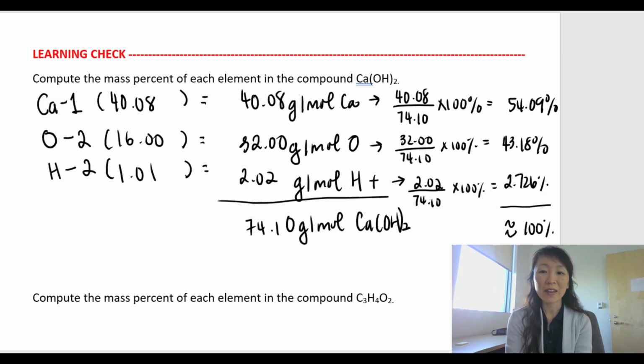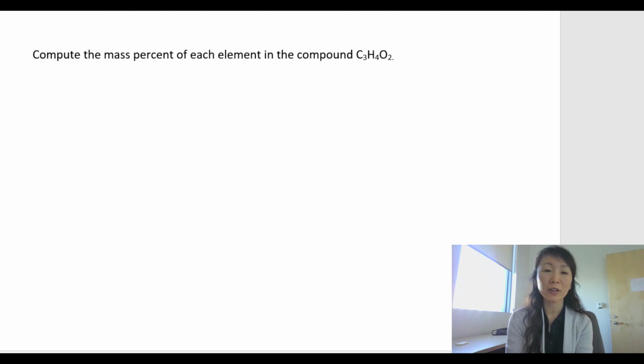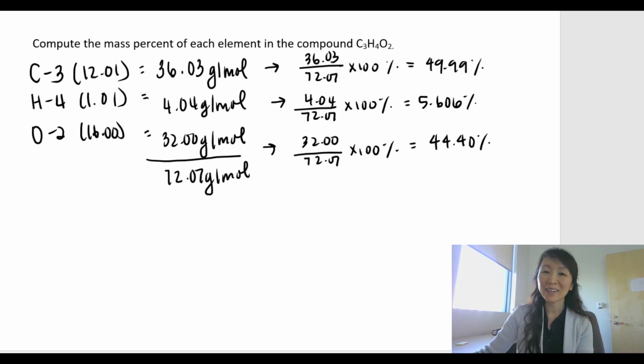So we're going to do the next one here. Go ahead and try the next one, to compute the mass percent for each element in the compound C3H4O2, and then come back and check the key. And here is the key.